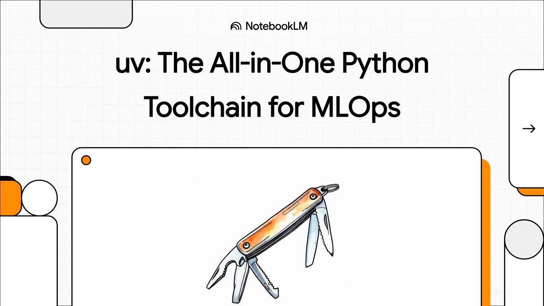All right, let's talk about a tool that is absolutely shaking things up in the Python world, especially for us in MLOps. It's called UV. It's built to be blazingly fast and to fix a massive headache for pretty much any developer. So let's see if it's the fix you've been looking for.